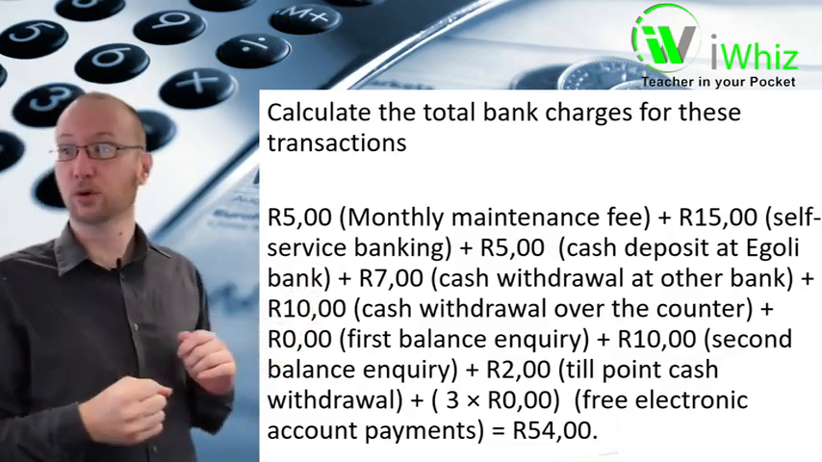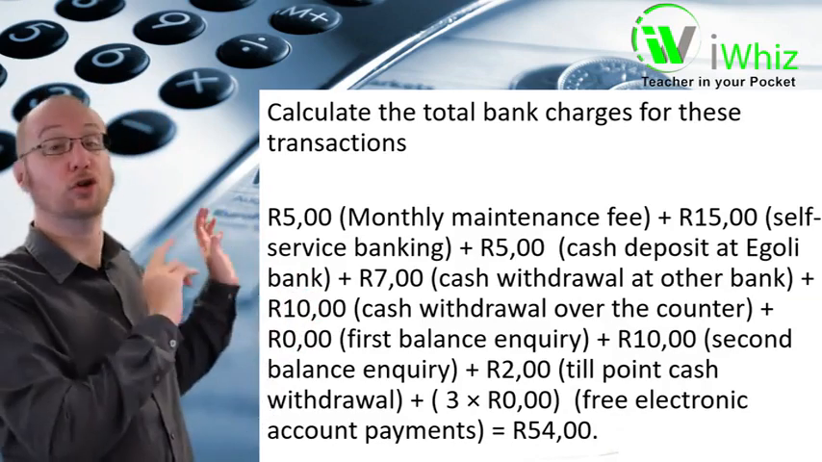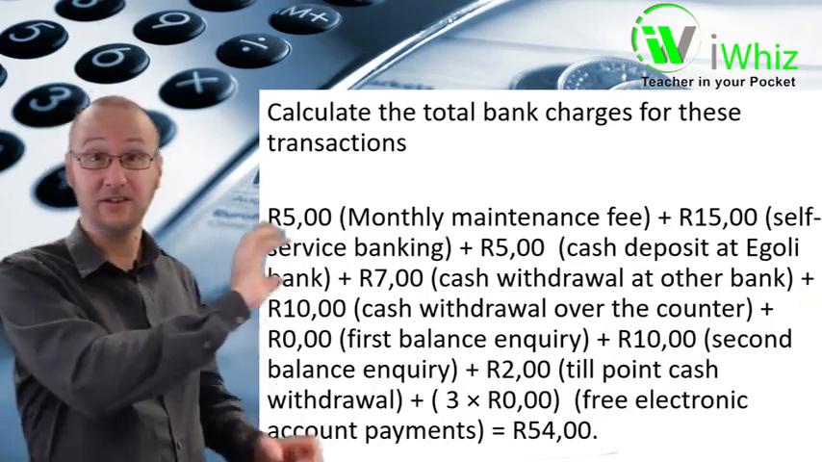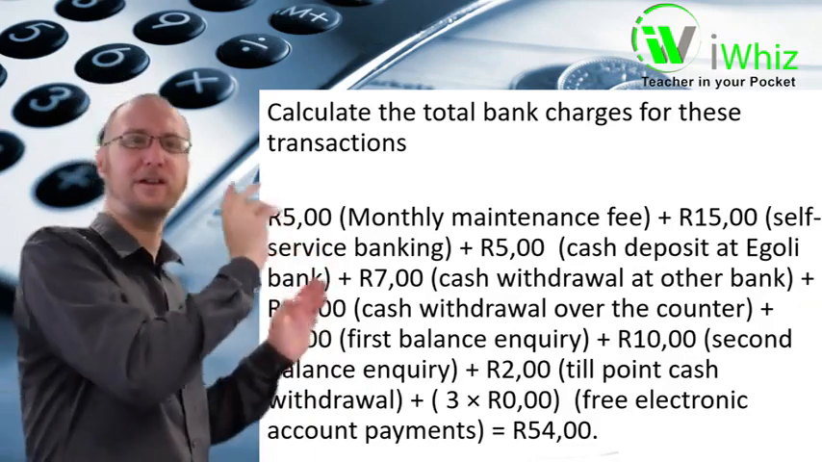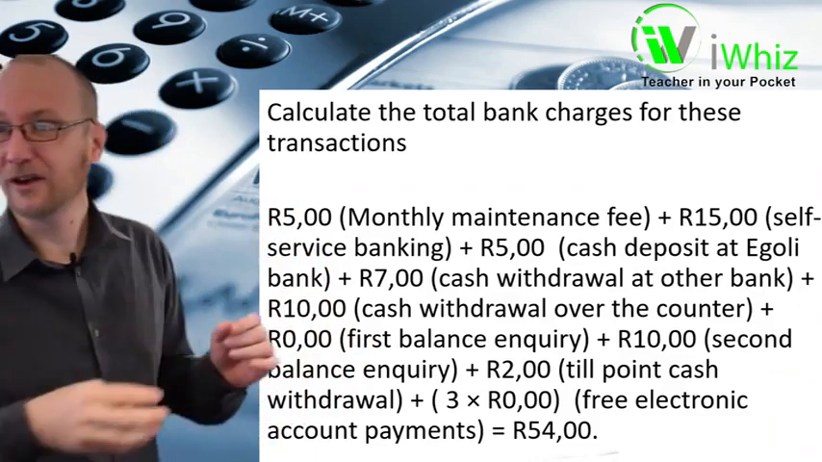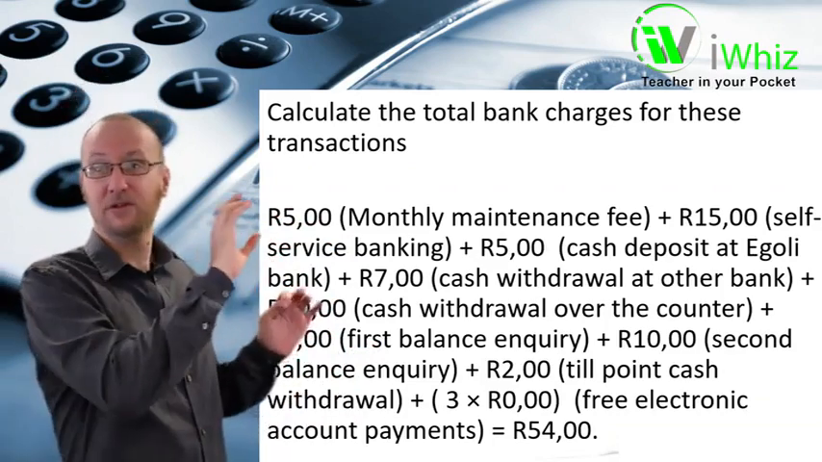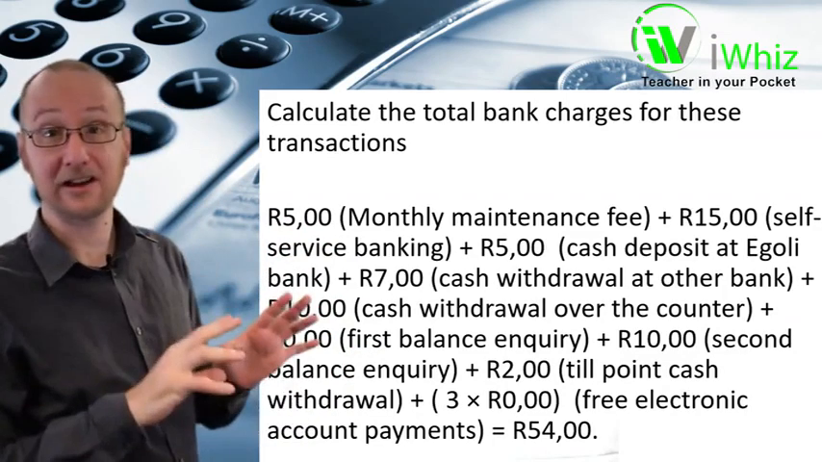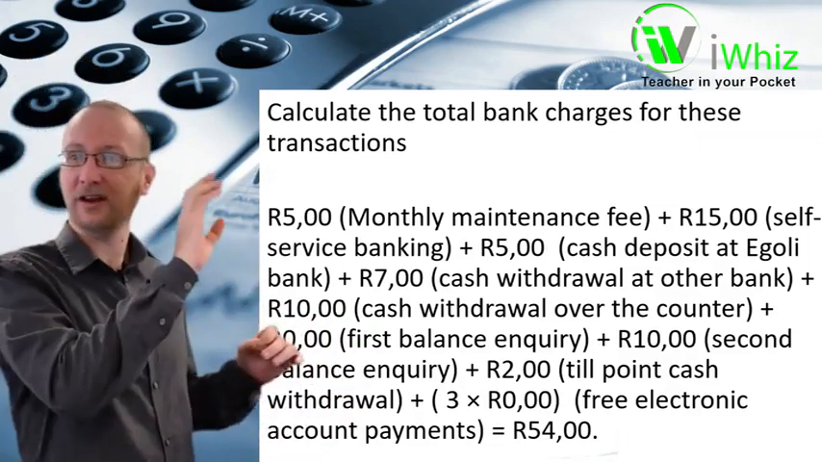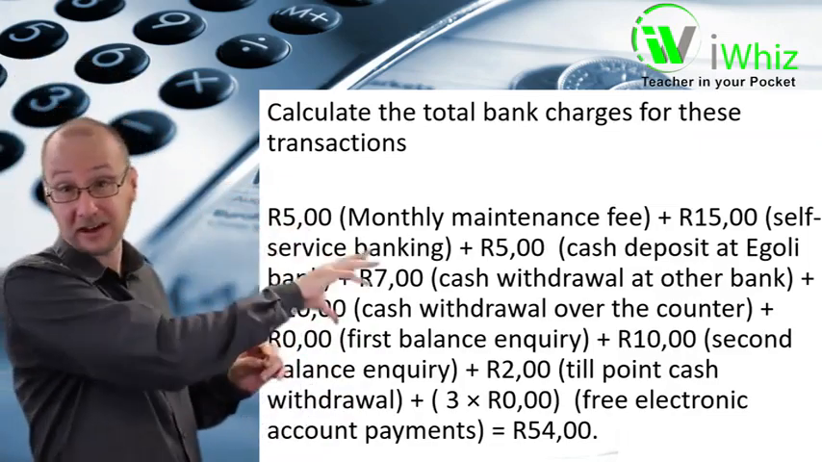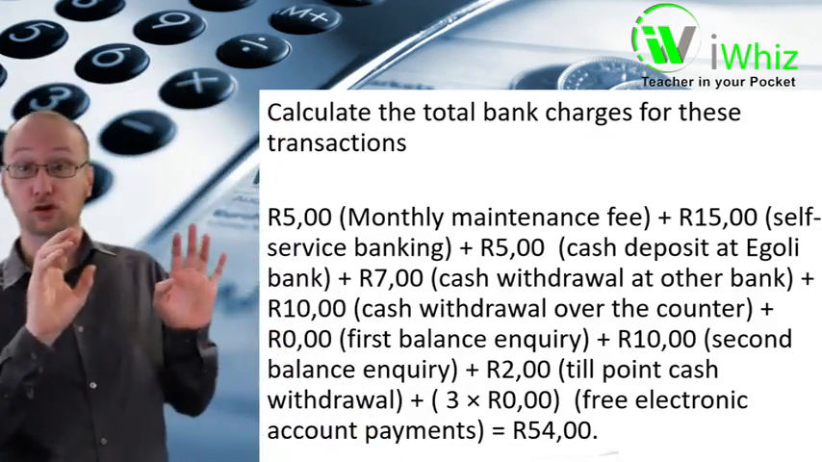A cash withdrawal over the counter cost him 10 Rand. And then he made 2 balance inquiries. The first balance inquiry we can see is free. He was not charged for that. So we can say there's first balance inquiry plus 0 Rand. However, his second balance inquiry he was charged 10 Rand for. He was then charged R2 for a till point cash withdrawal, so when he drew cash from the till point when he was shopping. And all of his electronic account payments, you can see as listed there, are for free. So even though he made 3 electronic account payments, he wasn't charged for that.